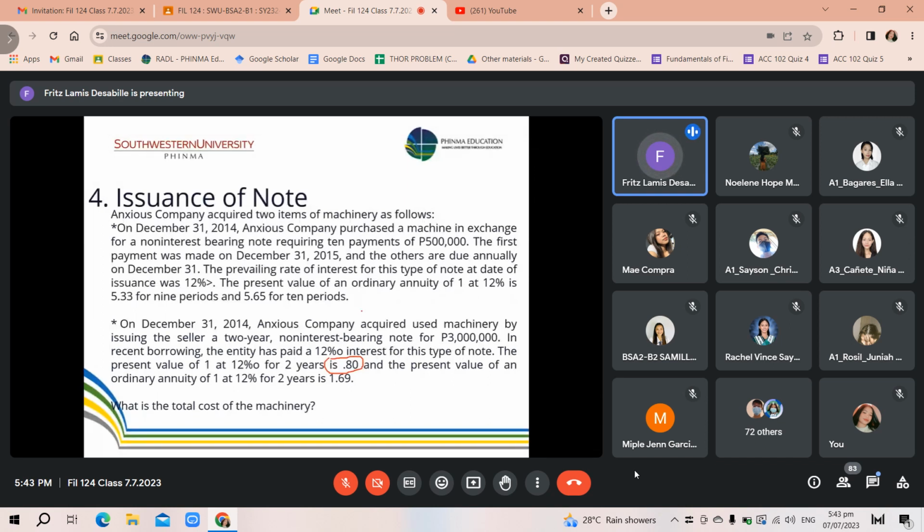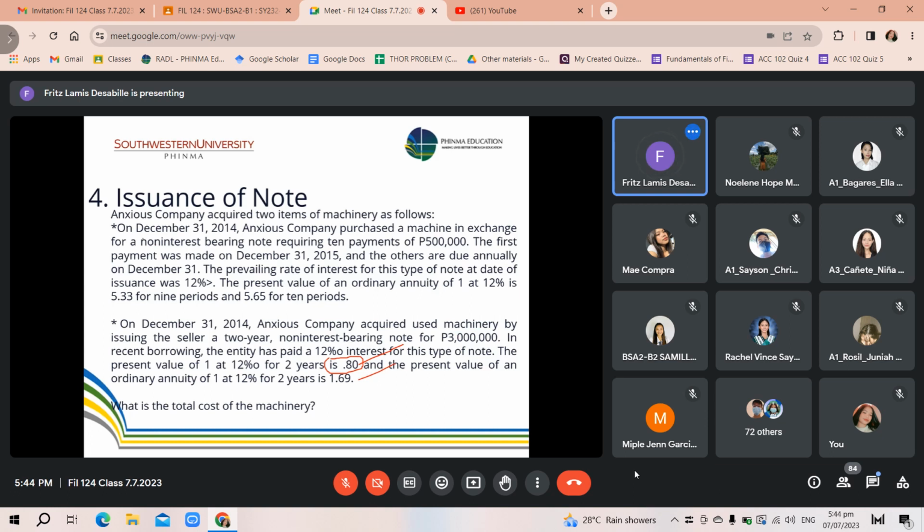The decimal places, guys, actually depend. The best, in my opinion, when I compute present value, I actually don't round off. But the safest is 4 to 5 decimal places. But if the present value factors are already given, use the given. Okay.